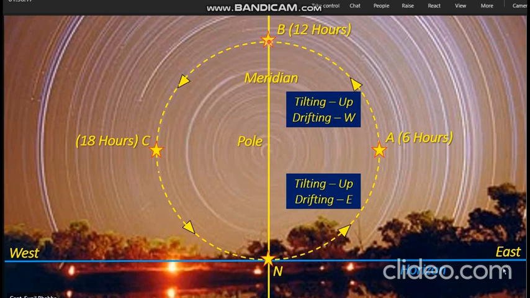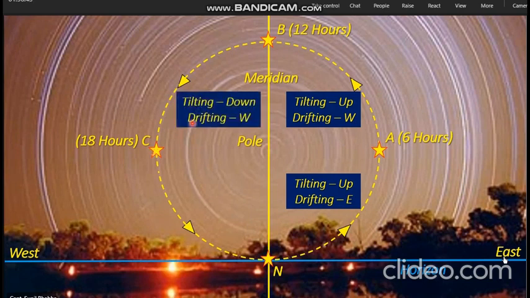Yes, sir. Point Bravo, the gyro star is going to move from Bravo to Charlie. When it is moving from Bravo to Charlie, you can now observe that the altitude of the gyro star is decreasing. It is coming down in the sky. So that tells us that the tilt of the spin axis will also be decreasing. The spin axis will also be moving downwards.